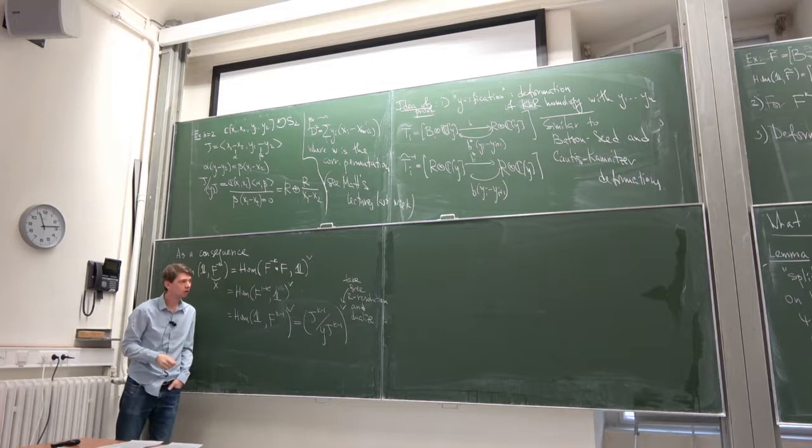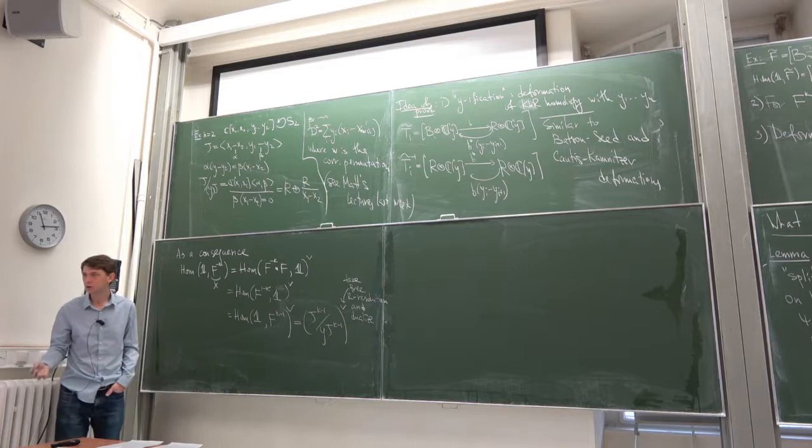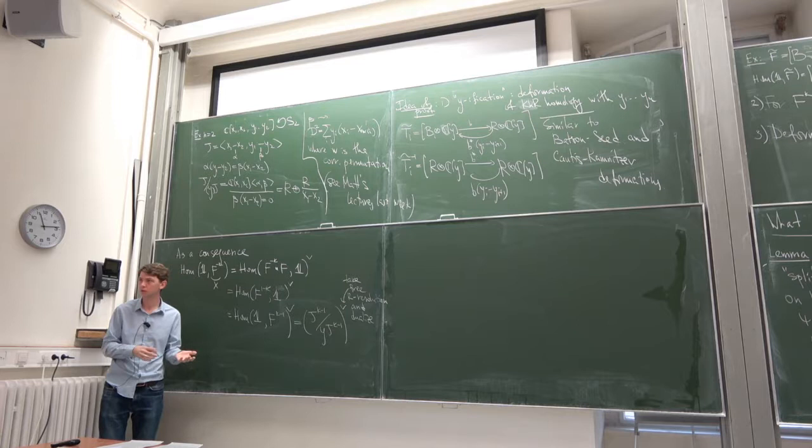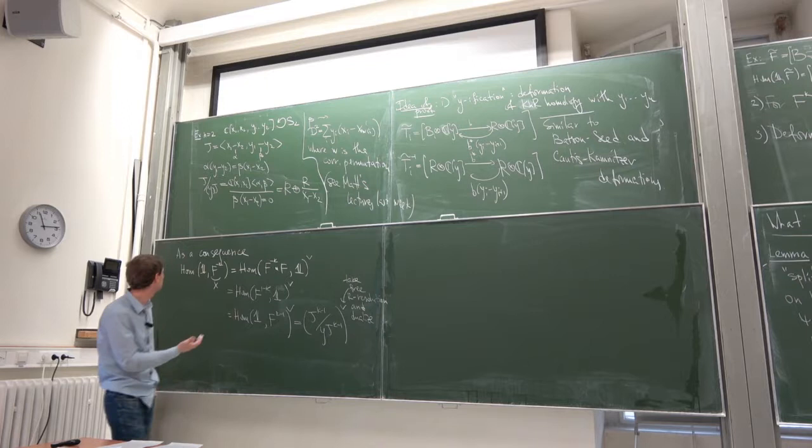So we know what happens for positive powers, we know what happens for negative powers, and this is a complete description of the category. There is a slight lie with composition because we need to be careful with composing positive and negative powers. But let's not do this. In any way, we can compute homology of all positive and negative powers of the full twist.